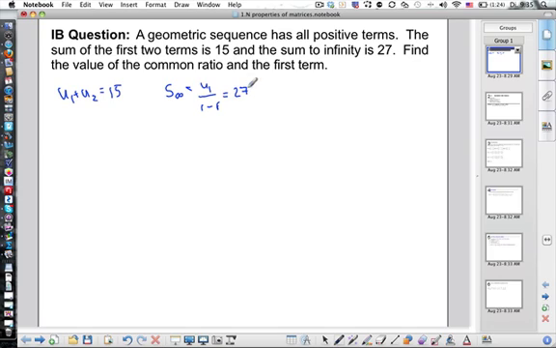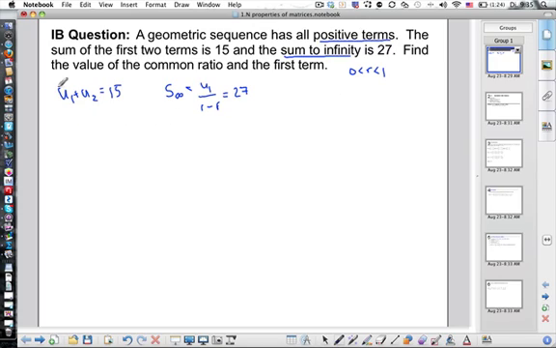So it's important to first think about what sorts of numbers make sense. It says that everything is positive. So that means u1 and r have to always be positive. And it says there's a sum to infinity, which means r has to be between 0 and 1. So if we get anything other than between 0 and 1 for r, we know we've done something wrong.